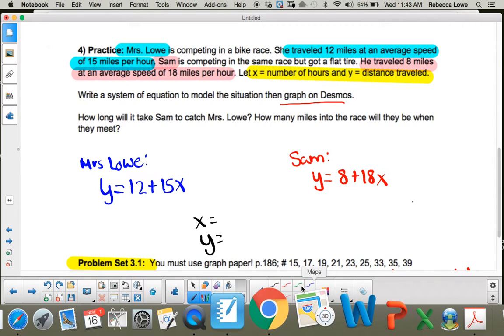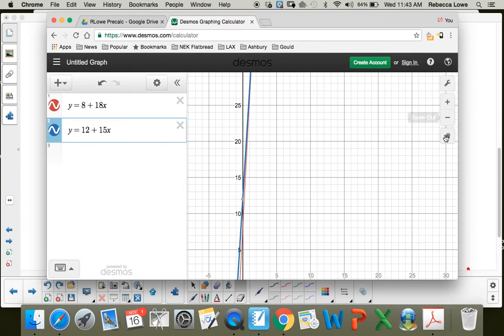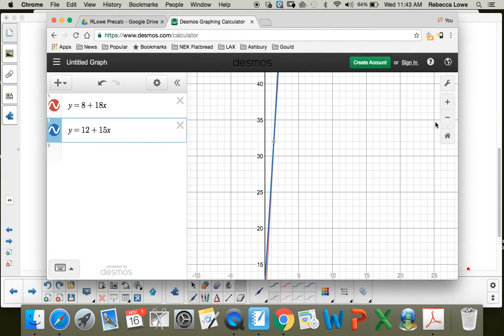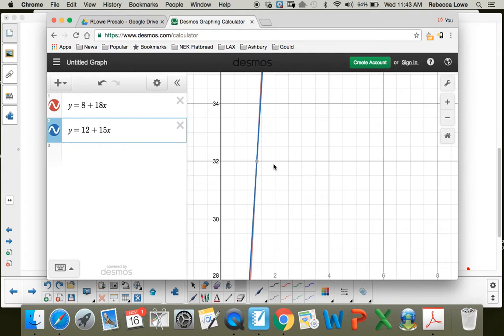And when you go to Desmos, Desmos is awesome. You can graph the 2 lines. Notice the 2 colors match up. And then you're looking for the point of intersection. So I'm going to zoom in on the point of intersection, which is right here. If I scroll over, I get 1.33 and 32.